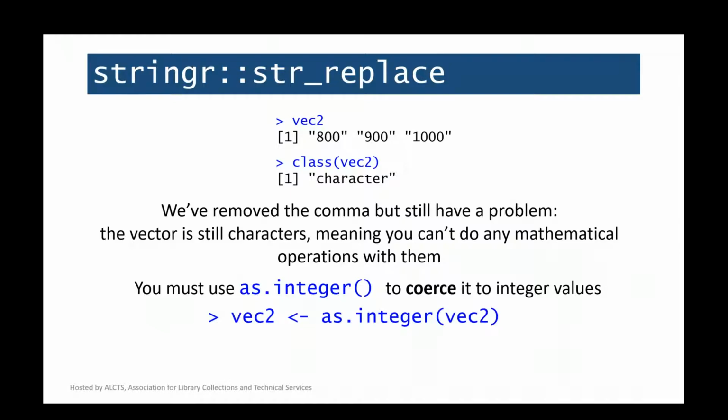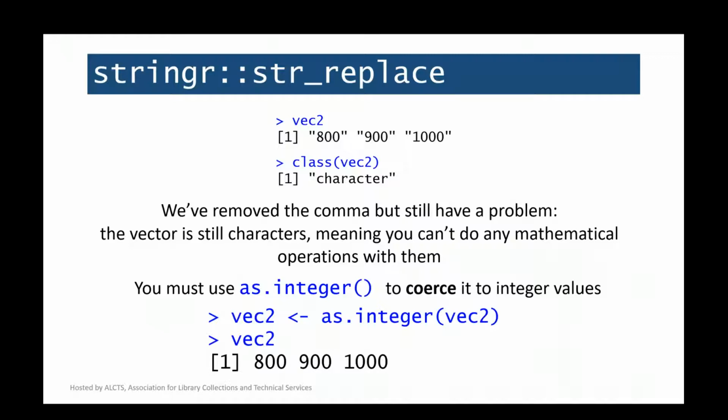So if I replace vec2 with as.integer of vec2, that's just going to overwrite my vec2, but it's going to coerce all of these values into numeric elements, and that means I can finally find the average, add them together, or whatever I want to do.